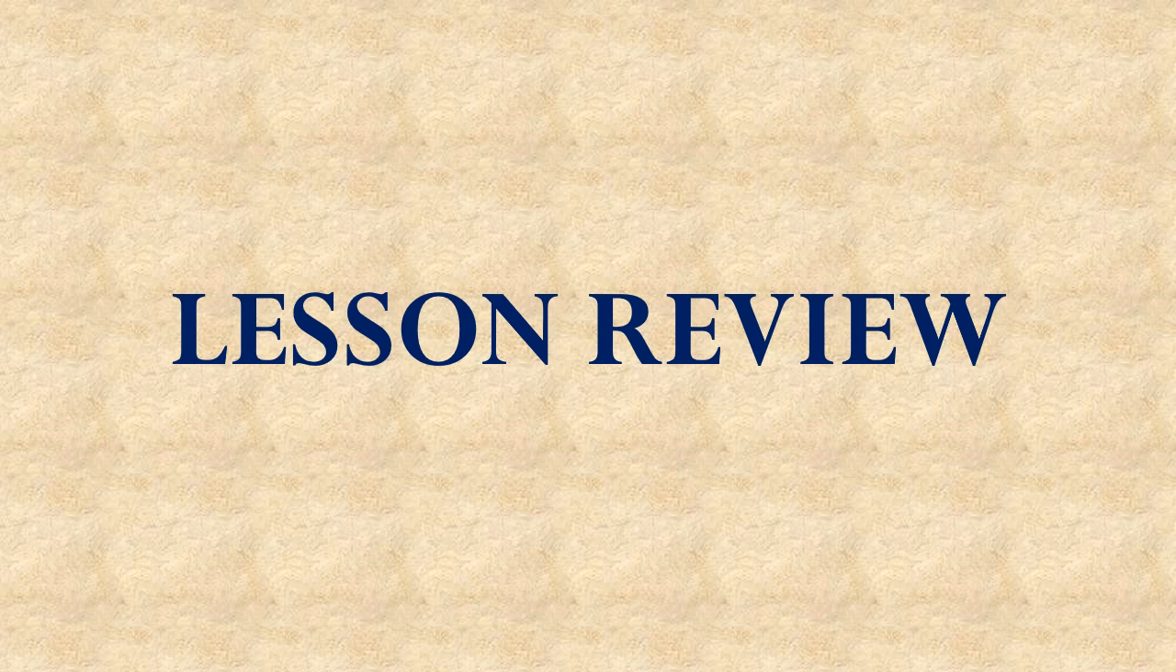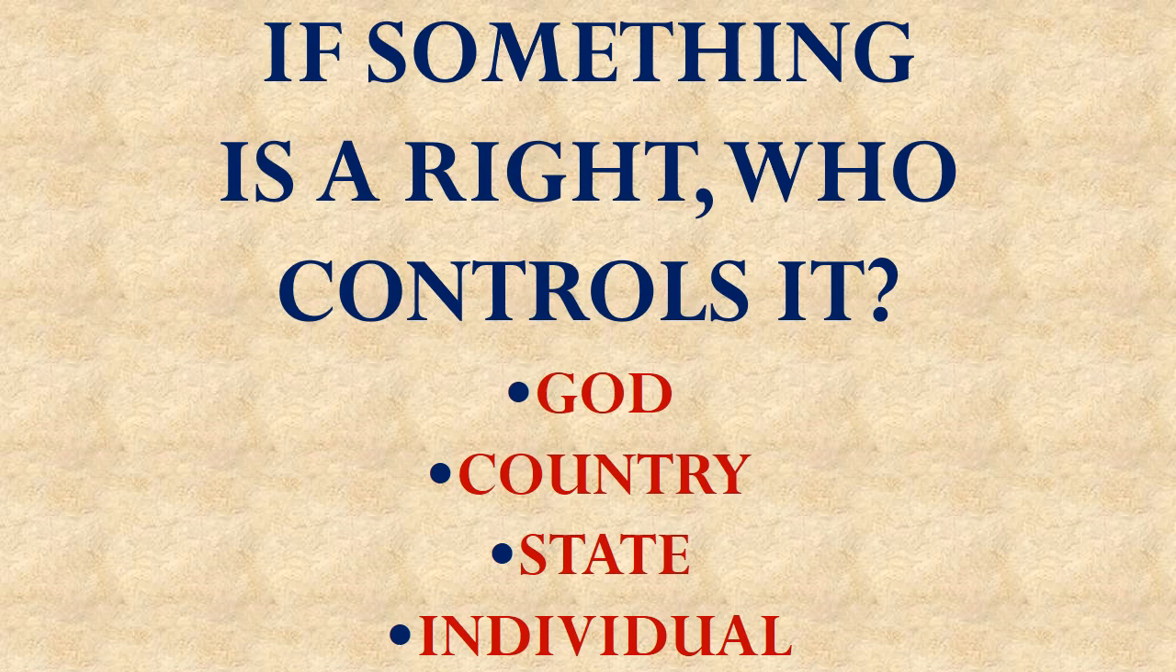All right, now let's review what you learned in this lesson. If something is a right, who controls it? Does God control it? Does the country control it? Does the state control it? Or does the individual control it? Well, if it's a right, the individual gets to decide whether they have the thing or not. The government's required to do something or not to do something.